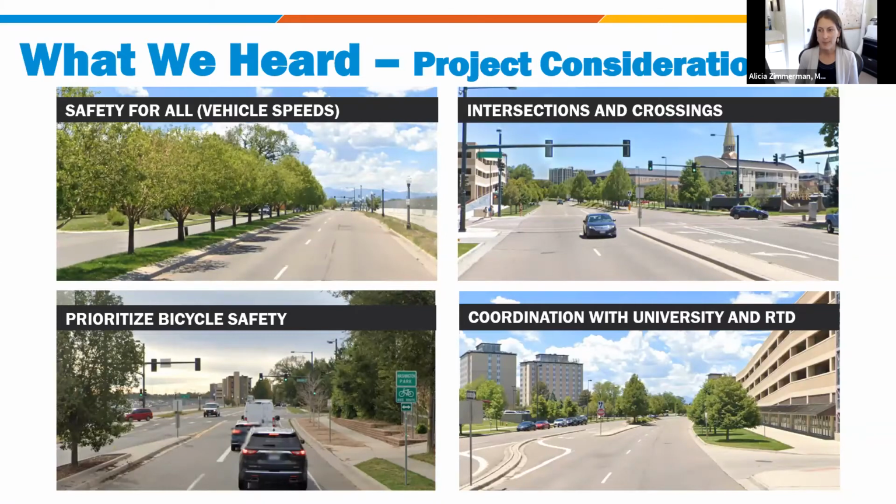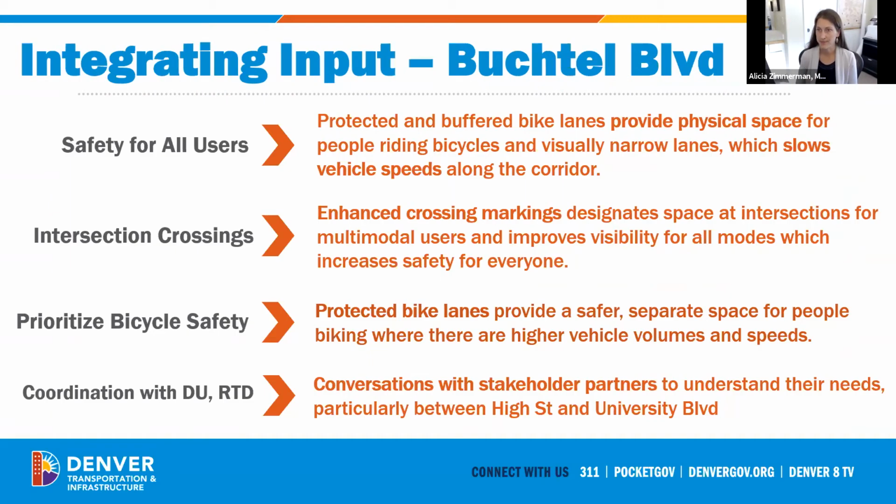So a quick picture summary of those top topics that we are addressing as part of this project. Safety for all, vehicle speeds. We'll go through how we're addressing them. Intersections and crossings, a good example here with high. Prioritizing bicycle safety, certainly with existing facility bicycle lanes out there, and how can we make those better, and how can we put new facilities in the gaps. And then coordination with university and RTD was something we heard obviously from stakeholders, because those are some of the stakeholders, and it's something that's been a really critical part of this project too, as you can imagine.